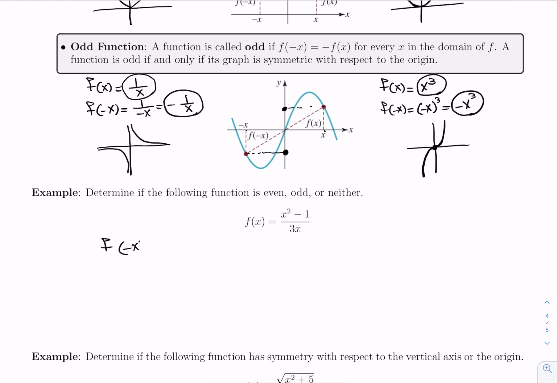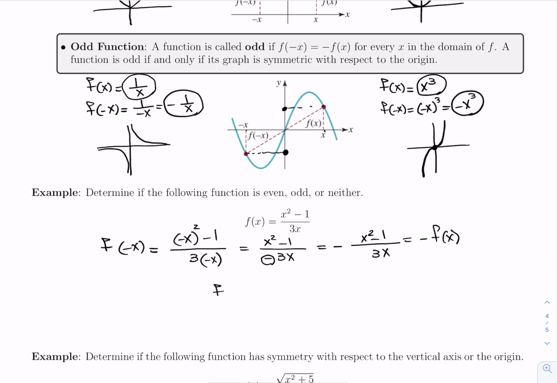If I calculate f of negative x here, meaning I replace all x's with negative x, I'll have negative x squared minus 1 over 3 times negative x. That would be x squared minus 1 over negative 3x. It's easier to see what's going on if I move this negative sign to the front: negative x squared minus 1 over 3x. What is this? This is negative f of x, which means f is an odd function, and it has symmetry with respect to the origin.